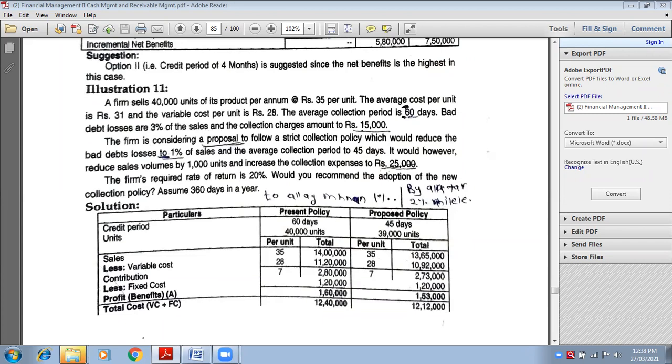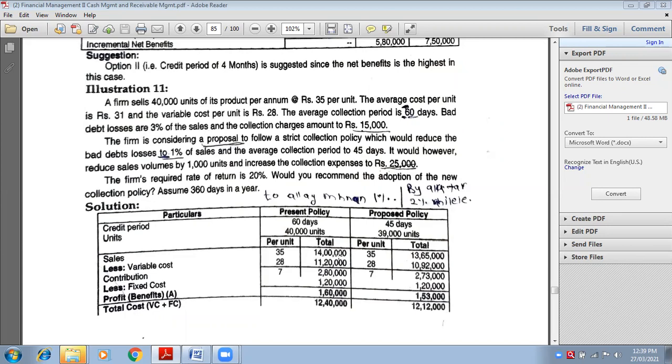40,000 units into 28 rupees variable cost. How will I understand if you don't answer me? 11,20,000. Have you got this answer? Yes, ma'am. Okay. Now next is 39,000 units. So 39,000 into 28 rupees will give you 10,92,000 rupees. Correct?